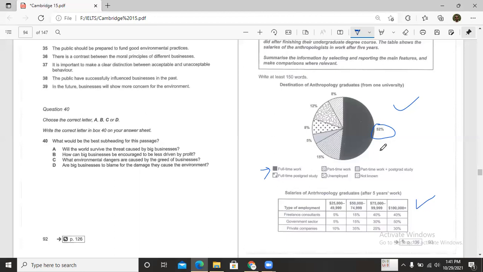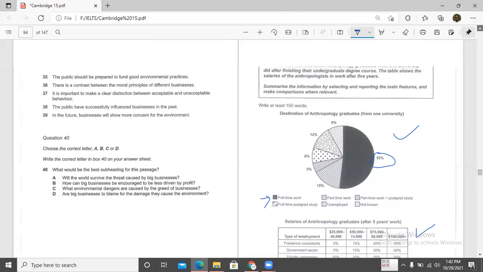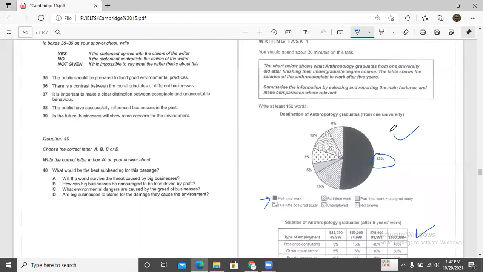If the years are given, then you can pick the year, but you don't pick the data. You need to talk about whether the data is increasing or decreasing, or whether it is huge or less. So if you want to talk about this one, you can say most of the graduates went for full-time work, the destination of graduates from one university.